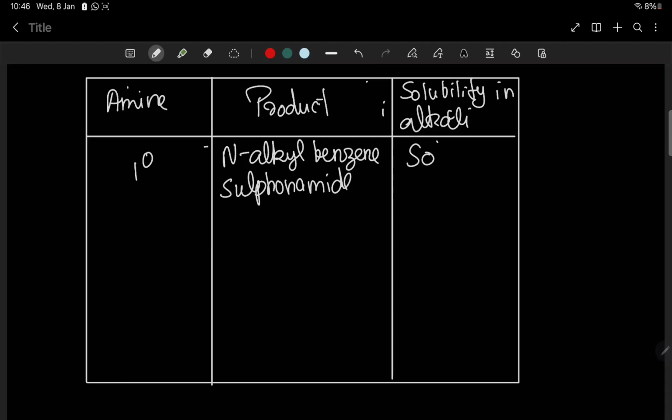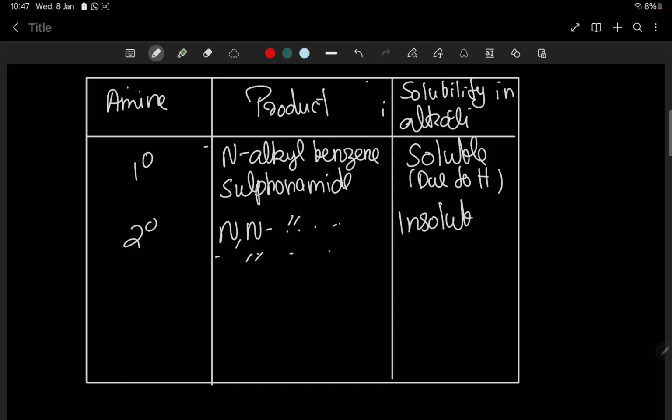Solubility in alkali, what is it? It is soluble, due to hydrogen. Now secondary, you get N,N-dialkyl benzene sulfonamide, and it is insoluble in alkali, no hydrogen. Tertiary compound, no product, no solubility. So this is about the reaction with benzene sulfonyl chloride.